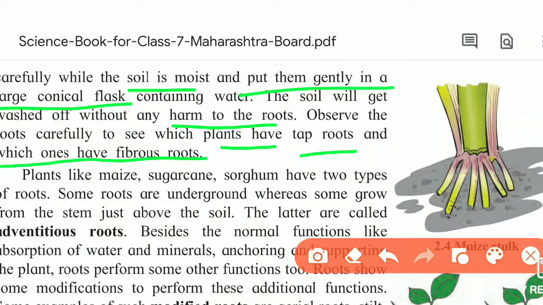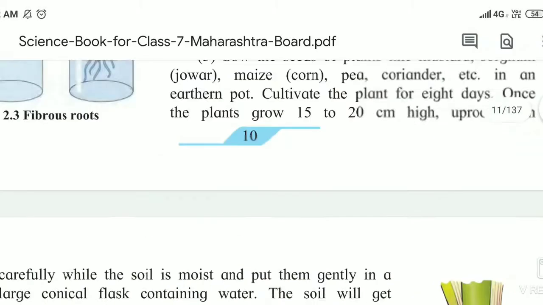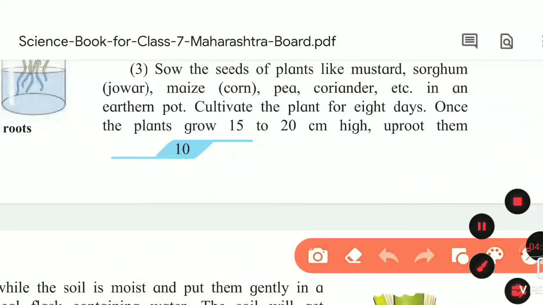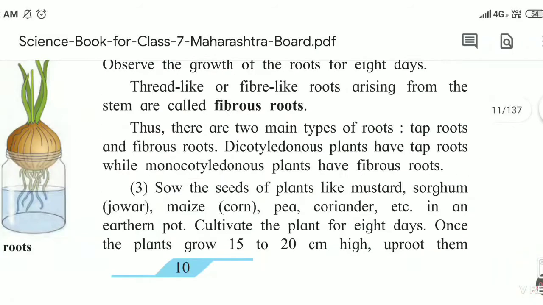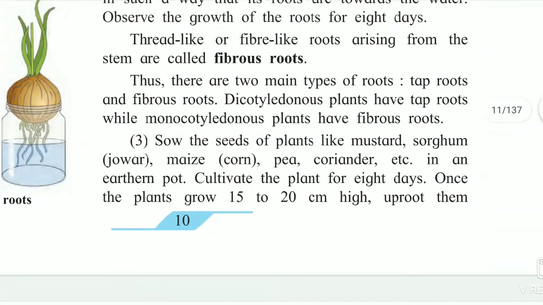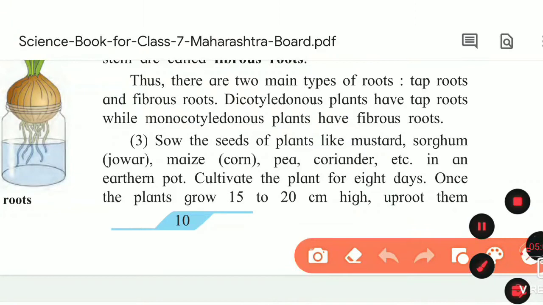So you have to observe these types of things. Which plants have the tap root and which plants have the fibrous root? If you observe, you will notice that dicotyledons have taproot. So which of these plants are dicotyledons?